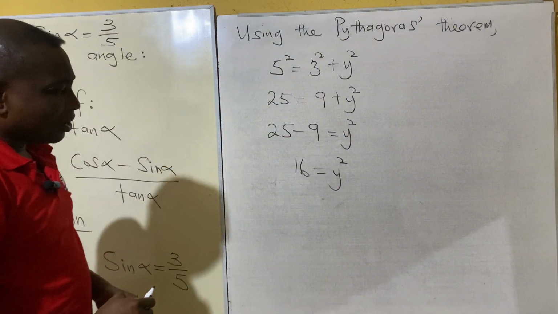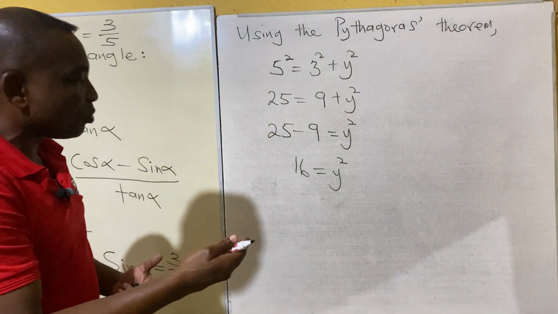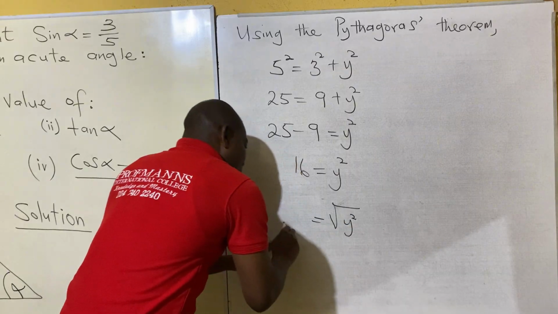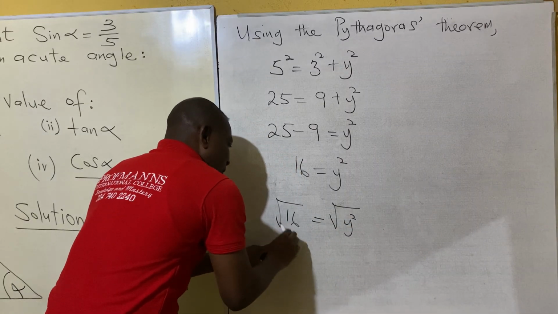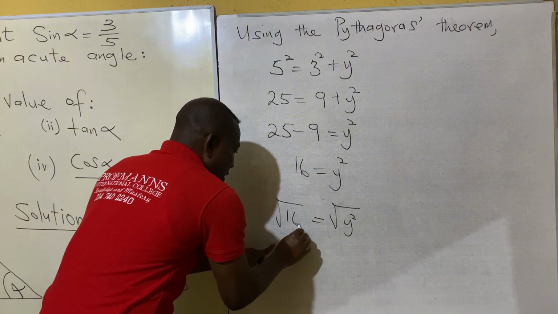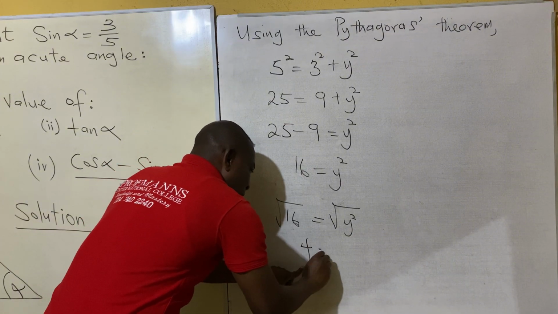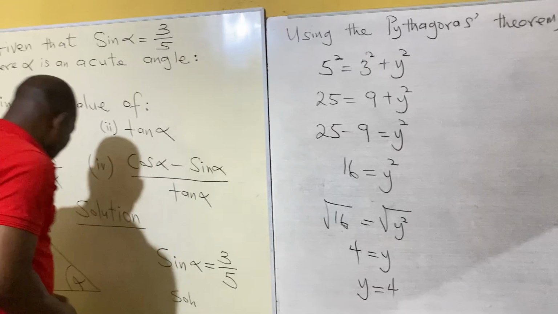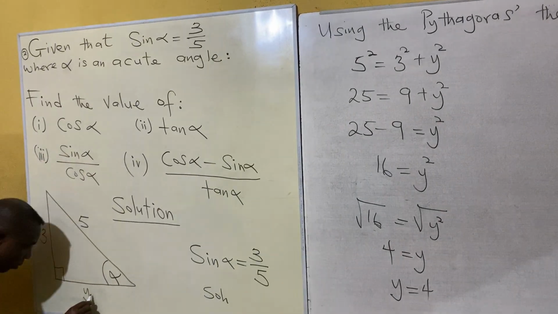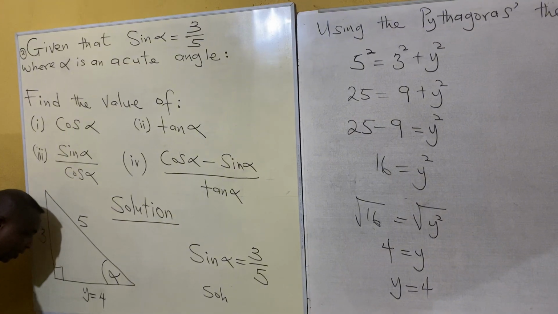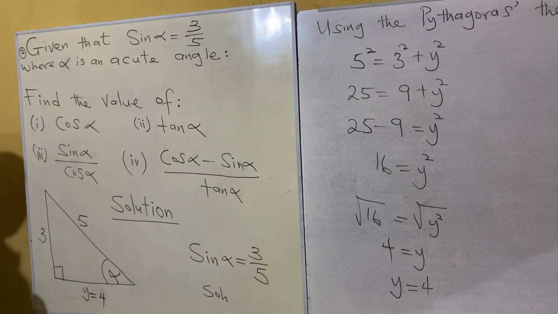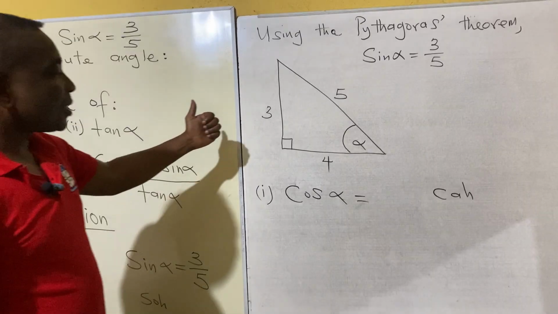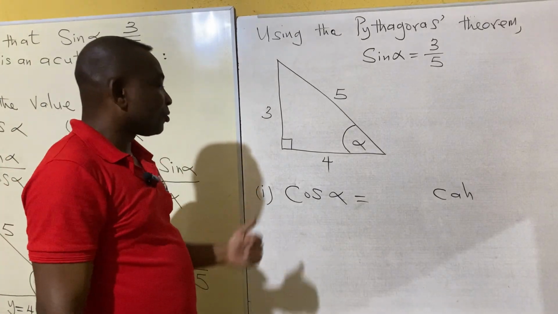We want y, not y squared. So we find the square root of both sides. So it becomes square root of y squared being equal to the square root of 16. Square root of 16 will give us 4 is equal to y. So we say y is equal to 4. So we put y is equal to 4 here. So we have the right angle triangle with all the sides given. This is a redraw of the right angle triangle.